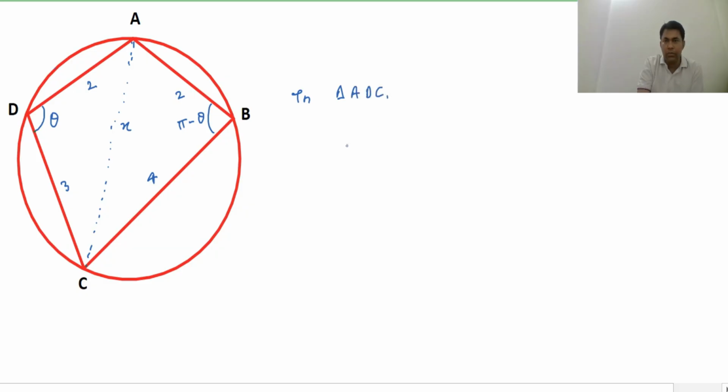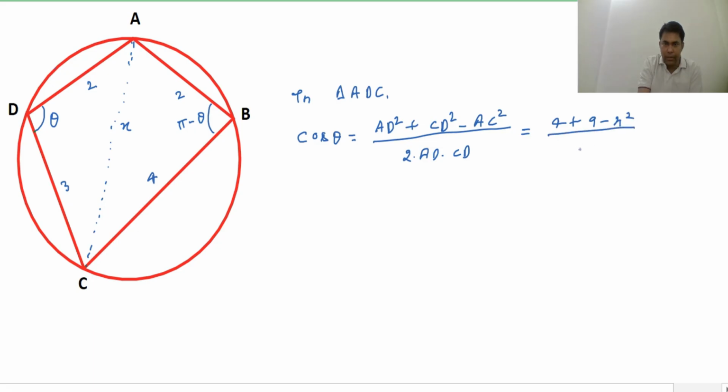ADC, if we use the cosine rule, we can write cos theta is equal to AD square plus CD square minus AC square divided by twice of AD times CD. If we put all the values, AD square will be 4 and CD square will be 9, then minus x square divided by 2 multiplication 2 multiplication 3, and let's call it equation number 1.